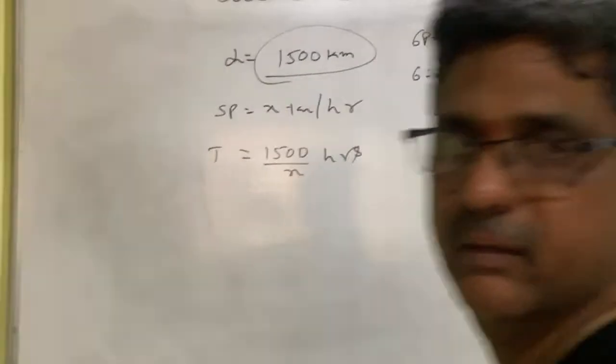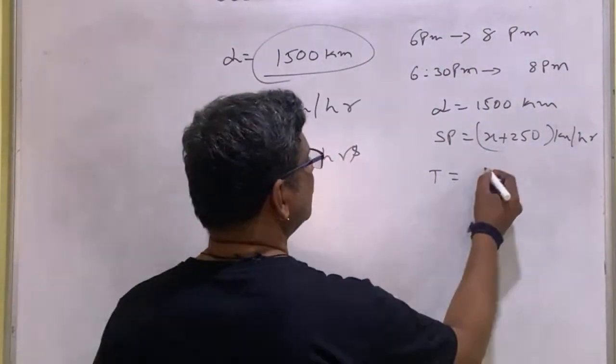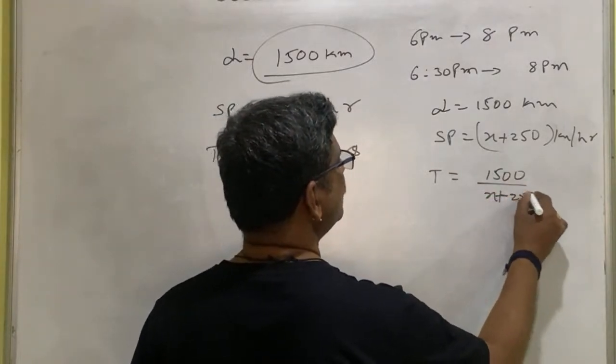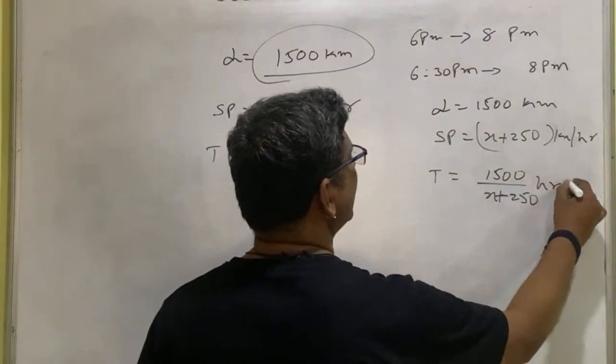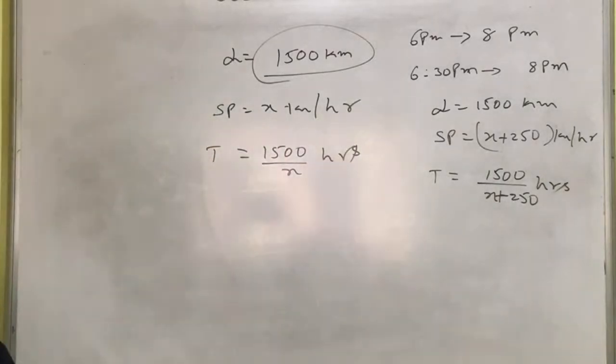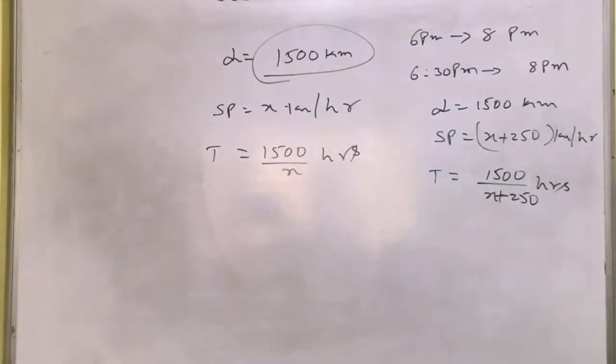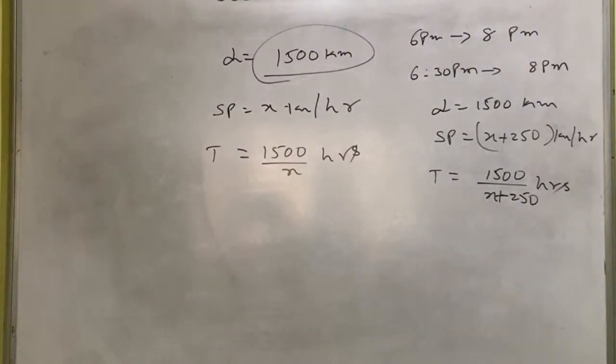Very good, very good. 1500 by x plus 250 hours. Now how to write the equation? Can anyone tell? How to write the equation?